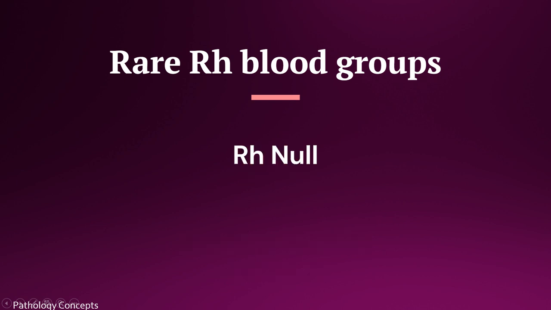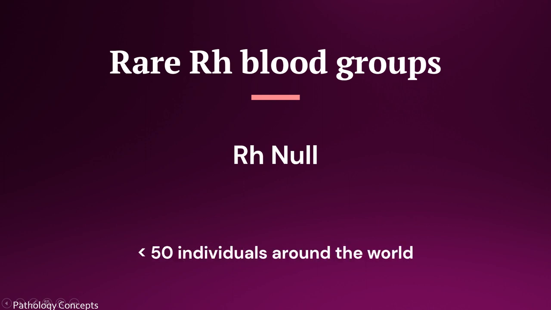The third rare blood group is Rh null. It is also called Rh deficiency syndrome. It lacks all Rh antigens including capital D, capital C, small c, capital E, small e. The incidence of Rh null is 1 in 6 million people, and there are less than 50 people around the world who have the Rh null blood group till now. It most often results from consanguineous mating.